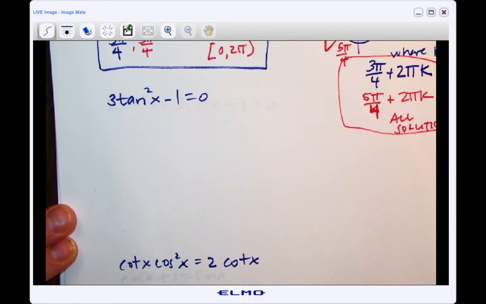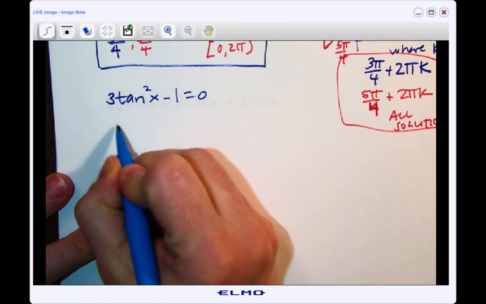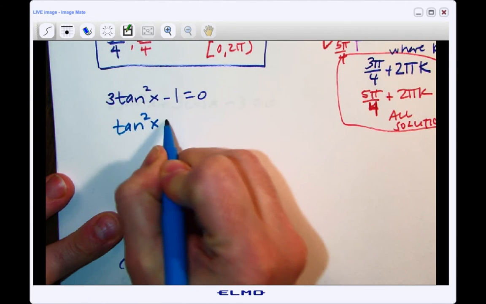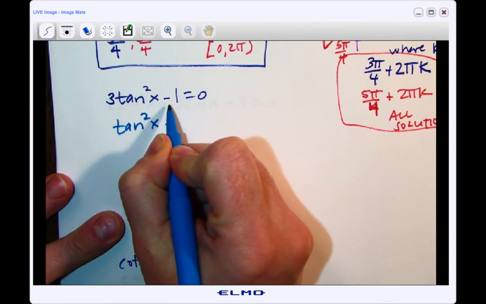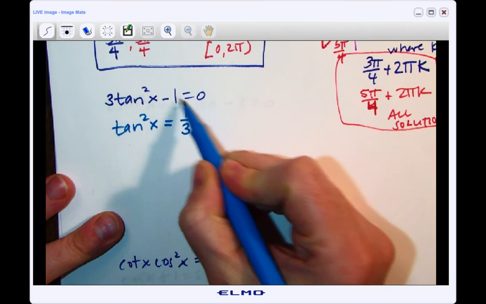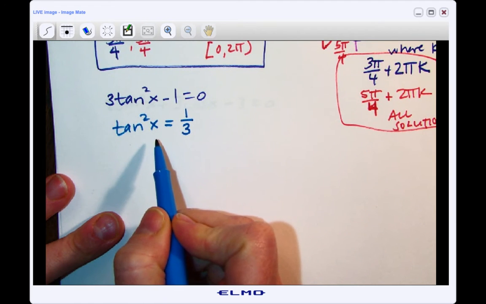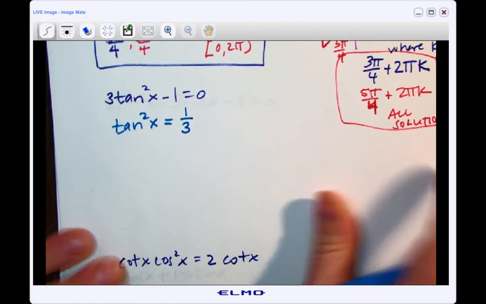Now this one only has one trig function, so really what we're trying to do is get that trig function all by itself, right? So the first thing I'm going to do here is subtract 1 and divide by 3. Is it okay if I do it all in one step? I hope so. Well, I'm not actually going to subtract 1, am I? I'm going to add 1 and divide by 3. So I added 1 to both sides, and then I divided by the 3 to get the tan squared all by itself. Okay? All right.